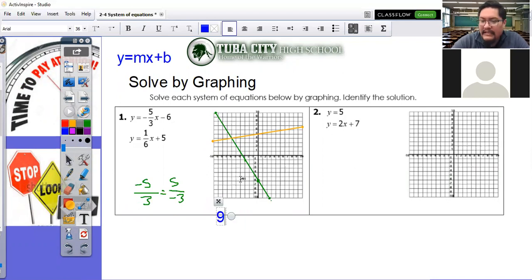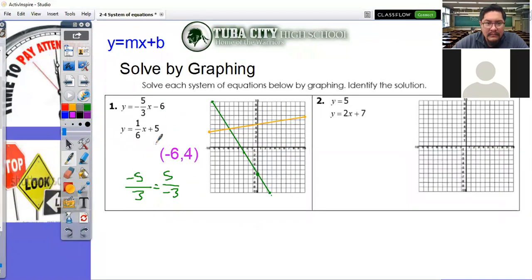So I'm going to go ahead and write it as an ordered pair. Let's see, I'll put it right here. And again, this is the solution here. That's where both of them are going to be matching up. Okay, so that takes care of that one.